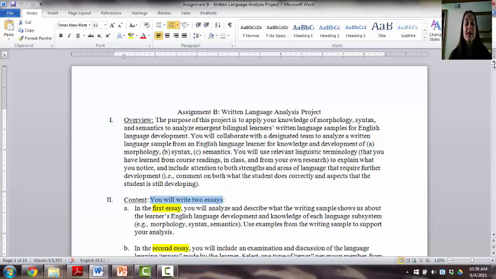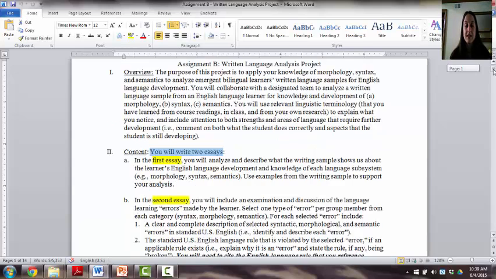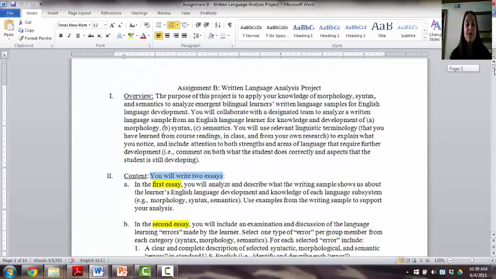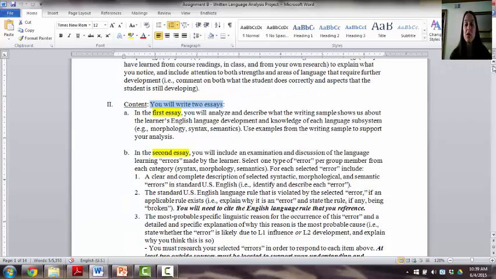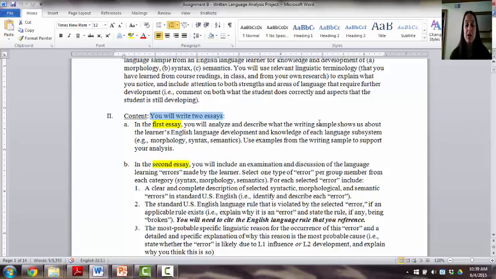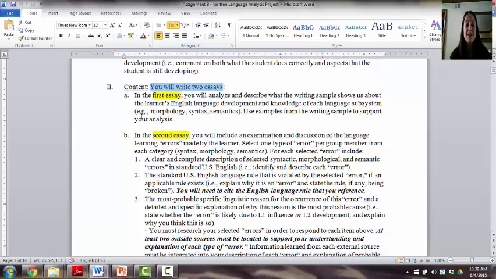So what you're going to be doing is going over a written language sample, a sample of writing given by an English language learner, and you're going to look through it and analyze it for all of the accomplishments and then some challenges in the three linguistic subsystems that I listed to you. Okay, so let's go over the content. You'll see this document is available in Blackboard under Assignment B, and these are the guidelines. So you'll see that the content includes 2 essays, okay, and I've highlighted that for you.